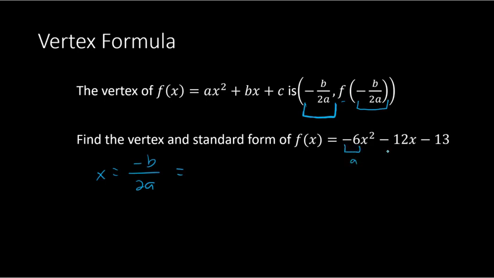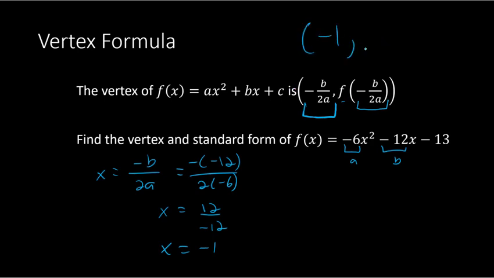But negative 6 would be your a value. Negative 12 is your b value. So we have a negative 12 over 2 times a, which is negative 6. So that gives you positive 12 on the top, negative 12 on the bottom. 12 divided by negative 12 is negative 1. So your x value for the vertex is going to be at negative 1.